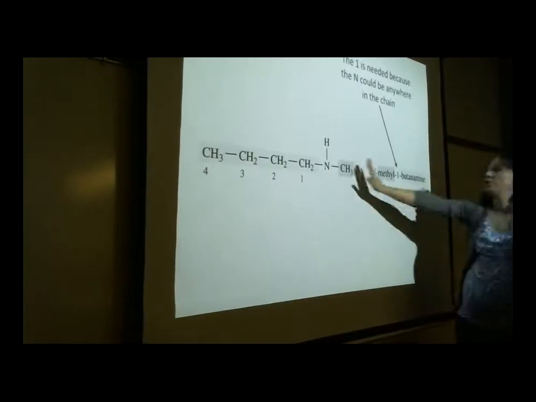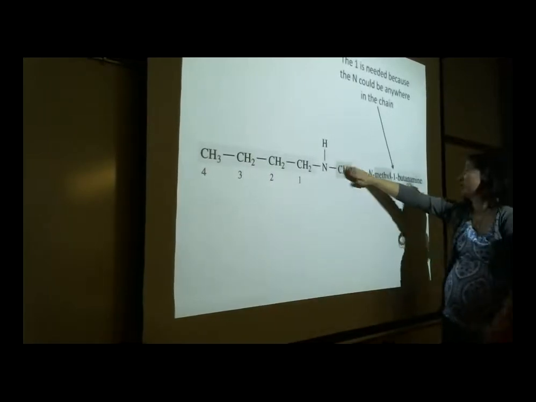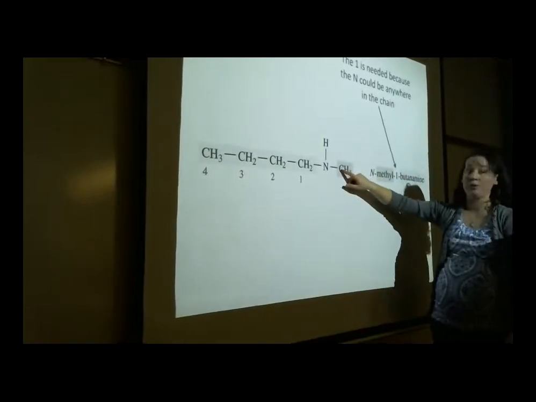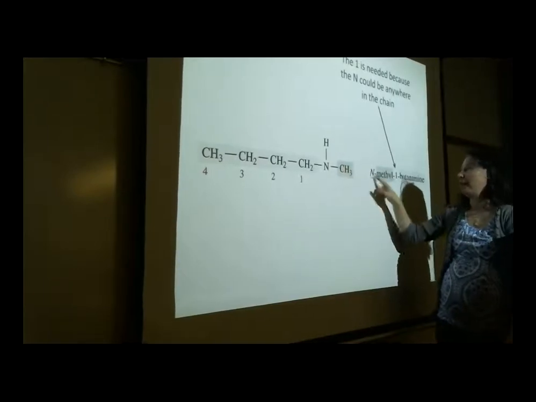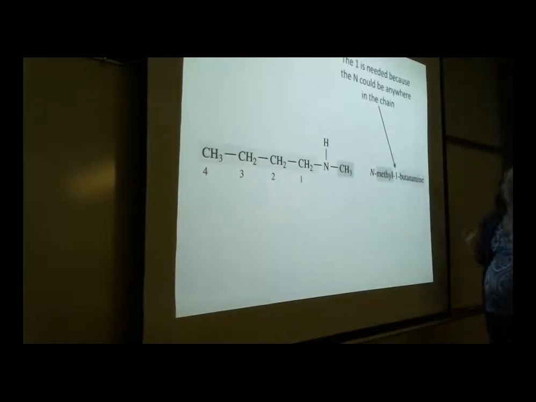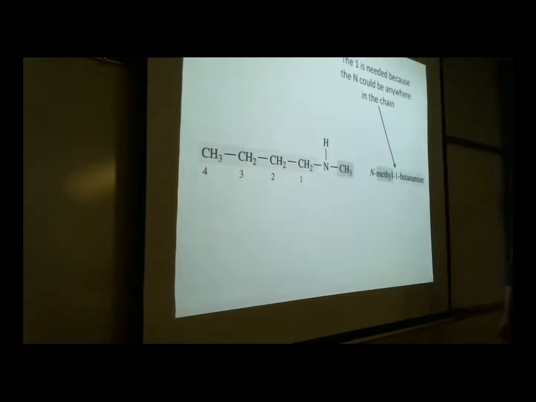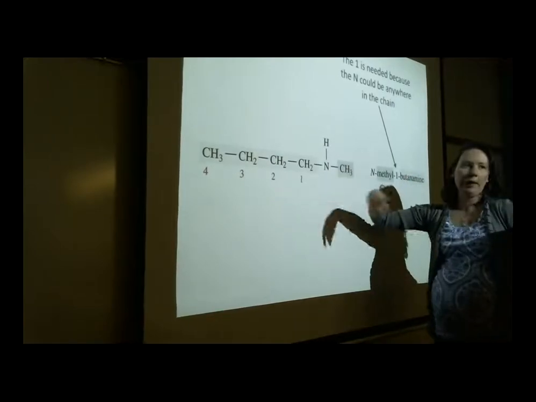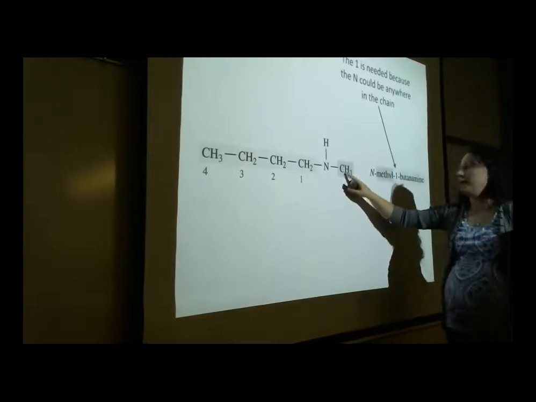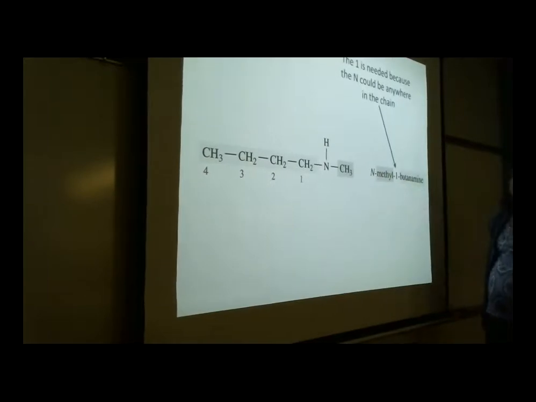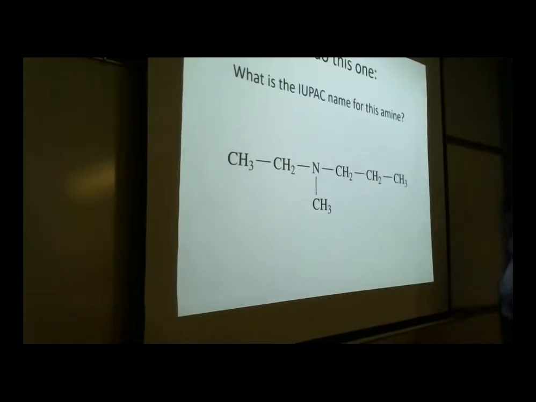Because again, if this were just a regular old hydrogen, we'd just call it 1-butanamine, right? But because that hydrogen's been replaced with a CH3, it needs to be called N-methyl 1-butanamine. Does that make sense? So you need to just figure out the longest chain. And then again, if it's just a regular old NH2, you would call it hexanamine or whatever, right? But if there's a substituent on your functional group, that's where this comes from. So let's figure out this one.